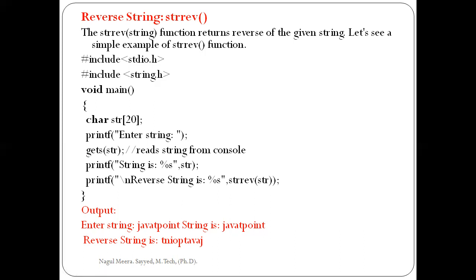Simply, the strrev function is used to print the given string in reverse order. The function is strrev of str, where str means the text we initially stored in that particular string. So this is our string reverse.